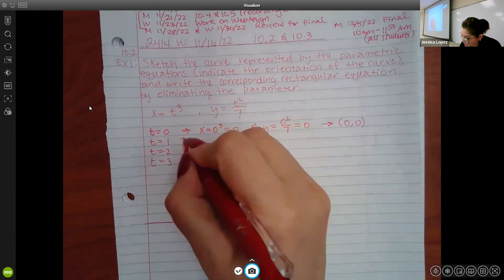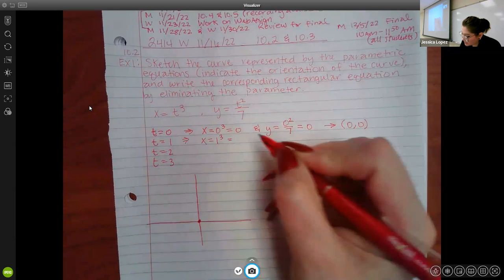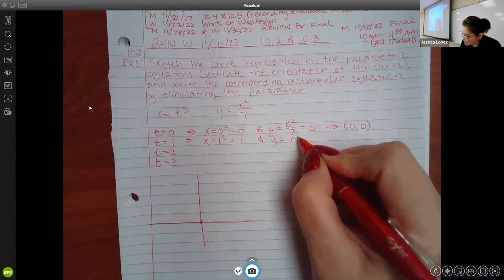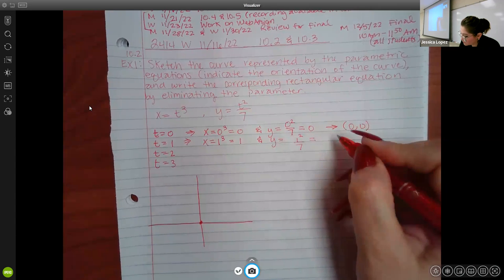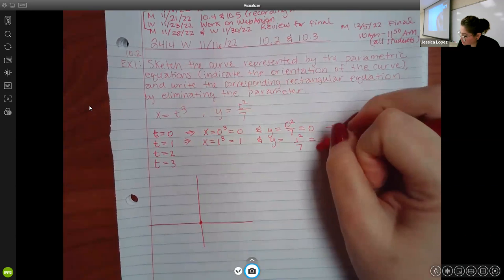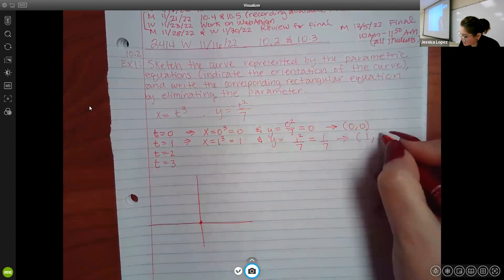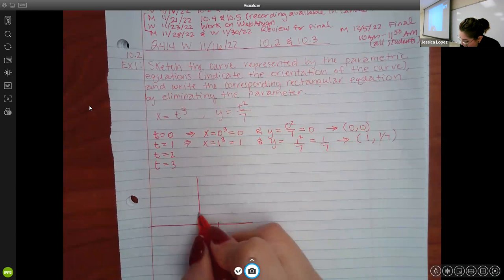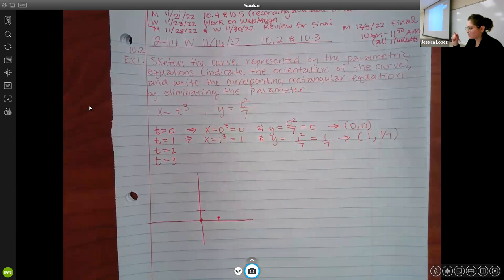And then if I do t equal to one, I get x equals one cubed, which means I get one for x. And for y, I get one squared over seven. One squared is just one, and if I put that over seven, I end up with 1/7. So I get the new point, one for x and 1/7 for y. And 1/7 is going to be pretty close to zero, just a tiny smidget of a way.